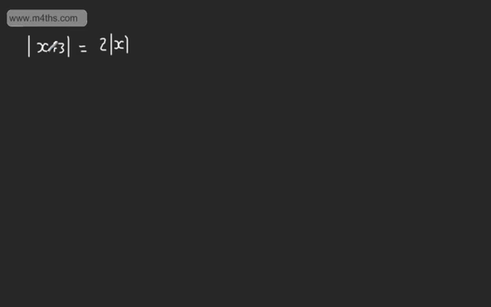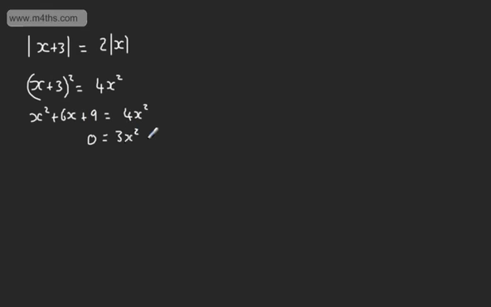So we could take the algebraic route, and let's go both ways. So if we square both sides, we've got x plus 3 all squared will be equal to, now squaring the 2, that's going to give me 4, and then we're going to have x squared. So expanding out, we're going to have x squared plus 6x plus 9 will be equal to 4x squared. So we're going to have now 0 will be equal to, subtracting x squared from both sides, 3x squared minus 6x and then minus 9.